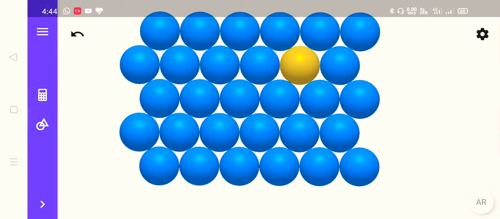So as you can see, the yellow sphere is our central sphere. Our center sphere is in contact with a total of 6 other spheres. That's why the coordination number of the central yellow sphere will be 6, and it's true for all the other spheres. So the coordination number of this type of packing is 6.